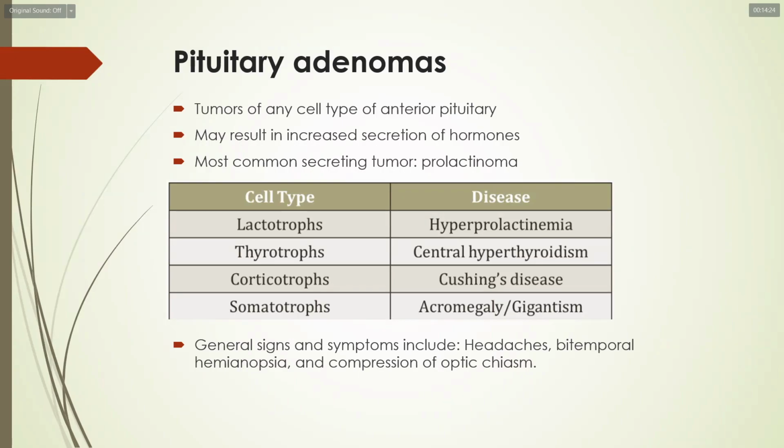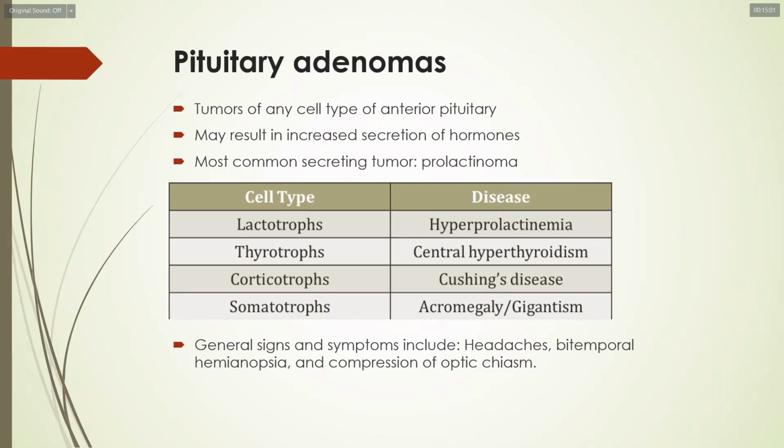Pituitary adenomas. One of the most important clinical correlations of prolactin physiology is pituitary adenomas, which are tumors of any cell type of the anterior pituitary, and it may result in increased secretion of the hormone, or decreased secretion of the hormone if the tumor was non-functional. And the most common secreting tumor is prolactinoma. And of course, the type of hormone depends on which cell type has caused the adenoma.